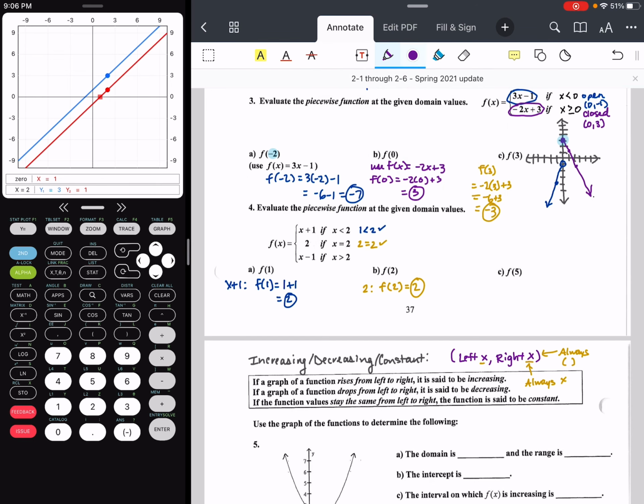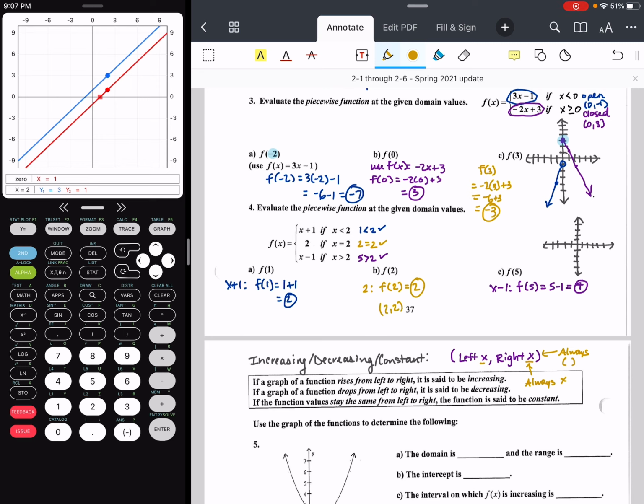And then for f of 5, 5 is greater than 2. So we're going to use the x minus 1 part. F of 5 equals 5 minus 1, which is 4. Okay, so if I wanted to graph this function, let me go ahead and draw the xy axis here. Do a quick little sketch. All right, so first of all, let me go ahead and graph this 2, 2 ordered pair in part B.